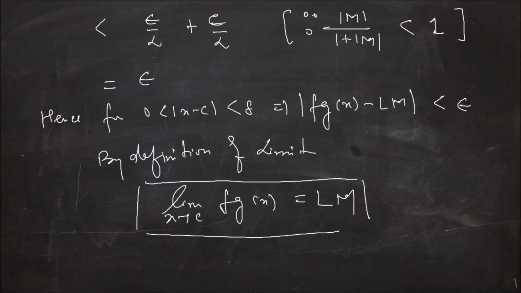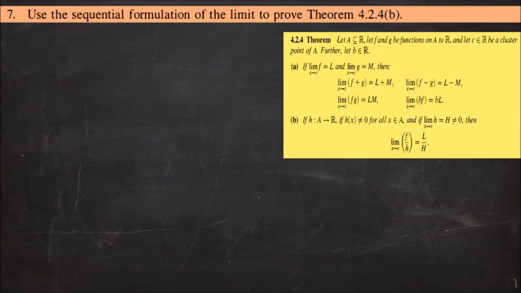So let us go to the next question, which is question number 7, and let's see what's there in that. In question number 7, we have to use the sequential formulation of the limit to prove theorem 4.2.4 B part. So we have to prove this using sequential criteria. Here h is given, h does not vanish anywhere on A, and limit x tends to c of h is equal to H. We have to show limit x tends to c of f by h is equal to L by H. So let us start its solution.